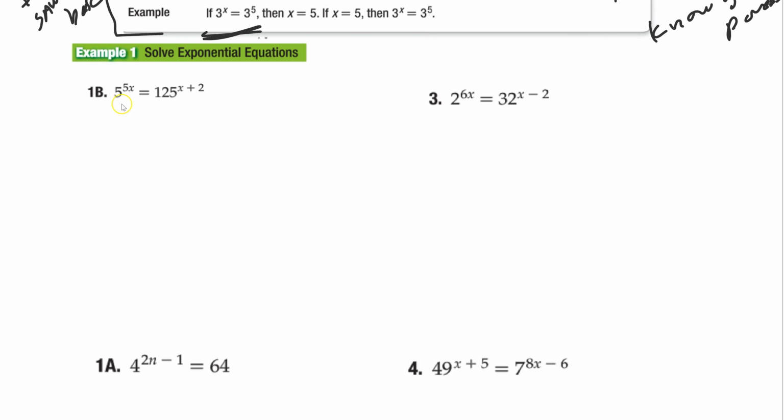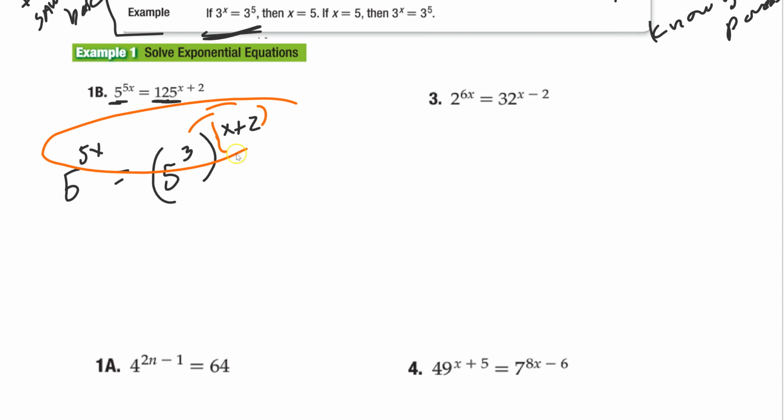So for step 1, try to get these bases to match. So 125, I could write that as 5 to the 3rd power. I know your powers, people. Now we also got to remember what happens when you have a power to a power. You multiply. So you're actually going to distribute this 3 to both of them. But even before that, these match, so you just solve the top. So it's going to be 5x equals 3 times x plus 2.